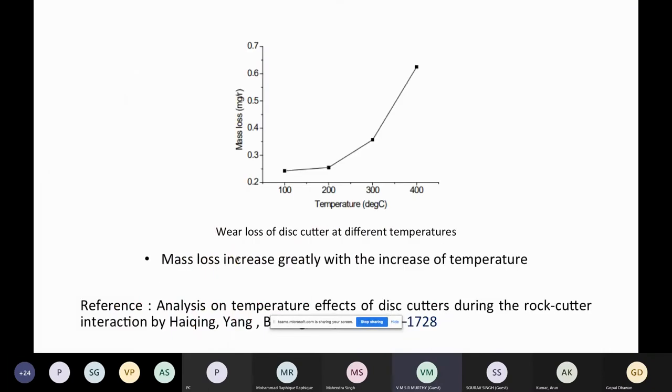I think the last point I would like to make is the temperature has a pronounced effect on mass loss. As we keep using the abraded cutters, the temperature rise will be pretty exponential. You can see the mass loss is very less up to 200 degrees centigrade. The moment you cross 200, there is again an exponential increase of the mass loss. Therefore, one must be careful enough to replace these cutters in time so that they do not get into these high temperature zones, thereby causing other problems like vibrations to the machines and bearing losses.